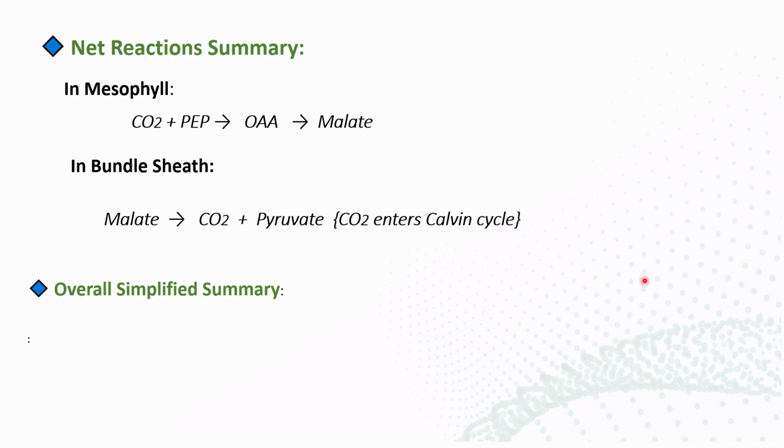So the overall simplified summary is that CO2, ATP and NADPH give rise to glucose, ADP and NADP. Why? Because this is the overall equation for photosynthesis. With the help of CO2 and all these other molecules, glucose is formed. This is the overall simplified summary for C3 or C4, so like this it will happen.